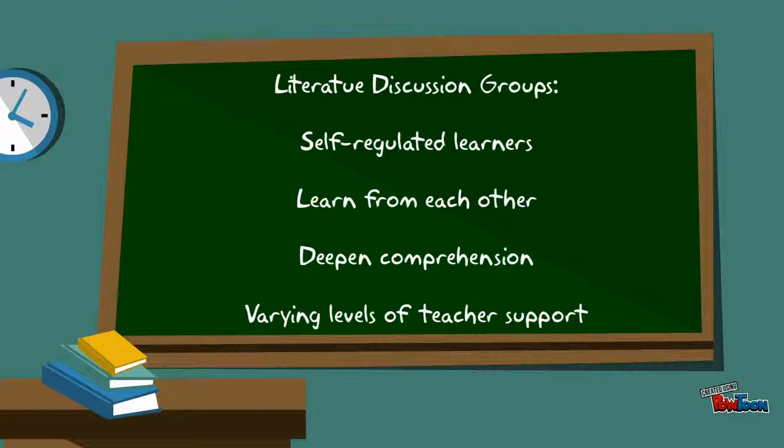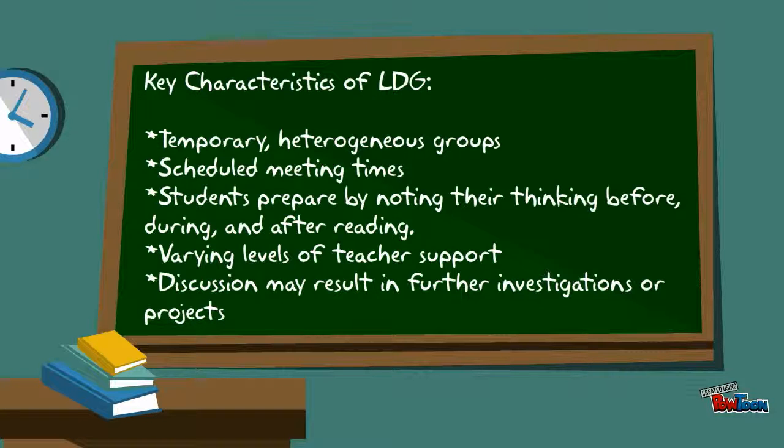There are key characteristics of a literature discussion group. These key characteristics can be found in your Fountas Pinnell book on page 263. Some include that students are selecting the reading materials, that these groups are temporary and heterogeneous, that students draw, write, or reflect before, during, and after the reading of the text in order to prepare for the literature discussion group. Students meet several times to discuss the book, and the teacher's role in the literature discussion group varies, but it is always moving the students toward independence.